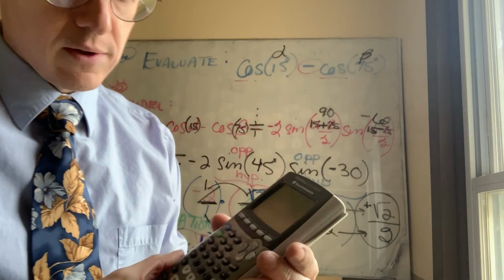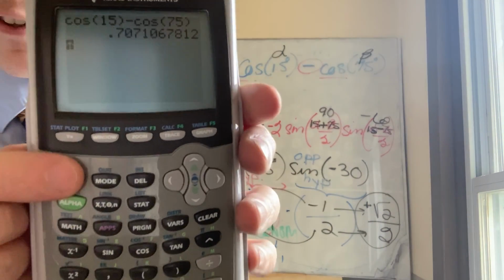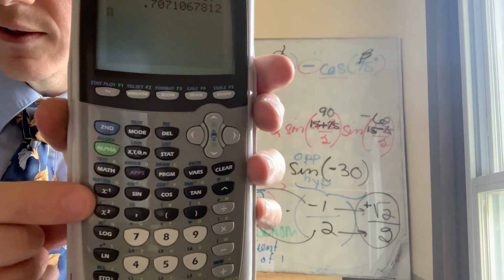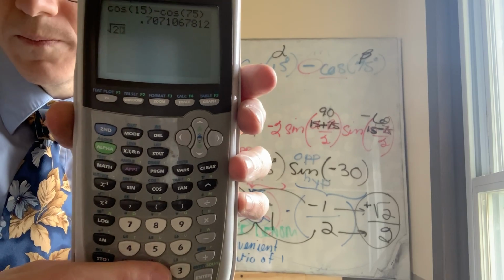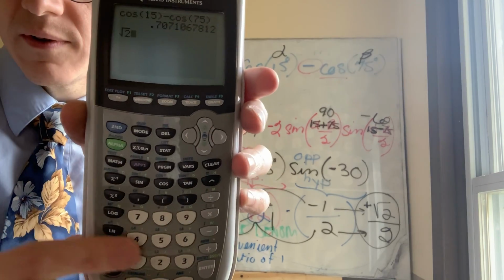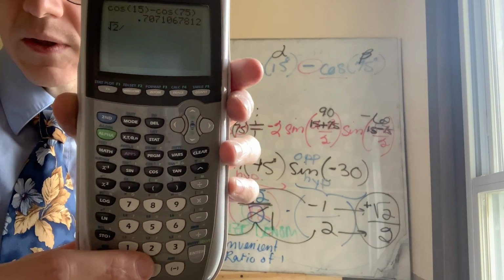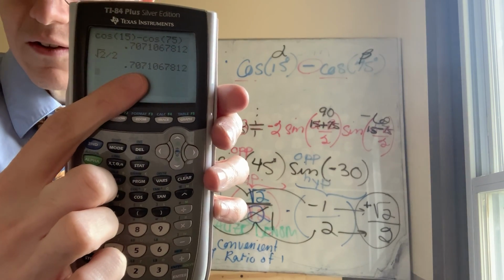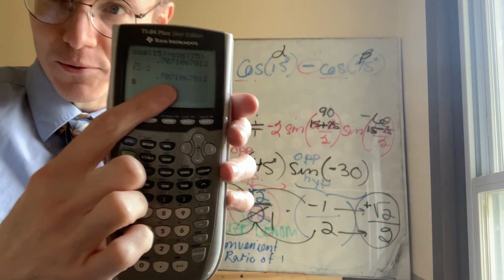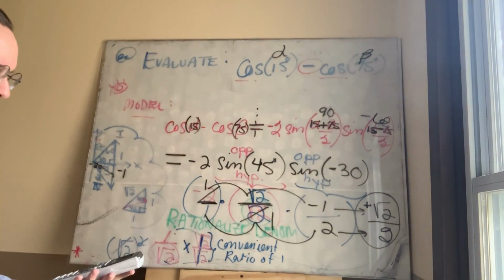So I'm going to hit second and then square to get the blue square root behind it. Input a 2, move out of it, hit division, and then hit 2, and then hit enter. And you see we get identical decimals. So it's all good, right?